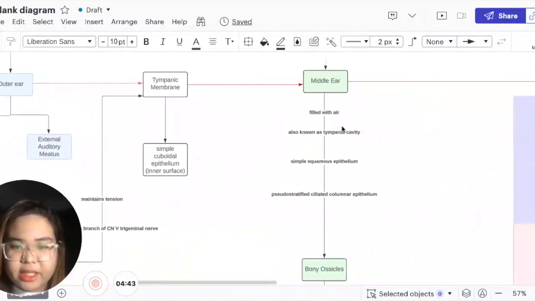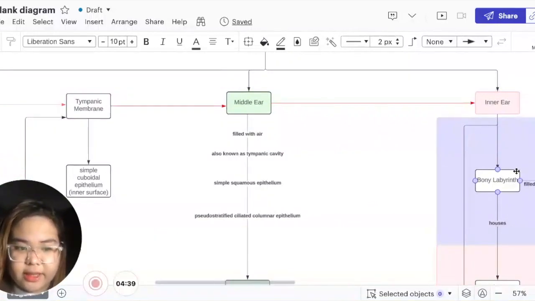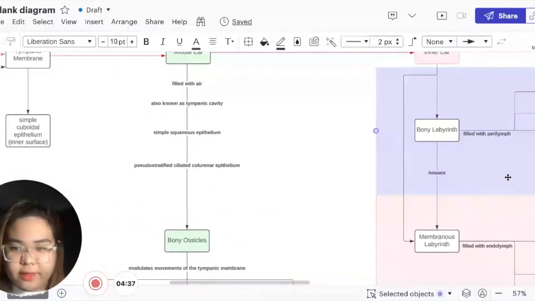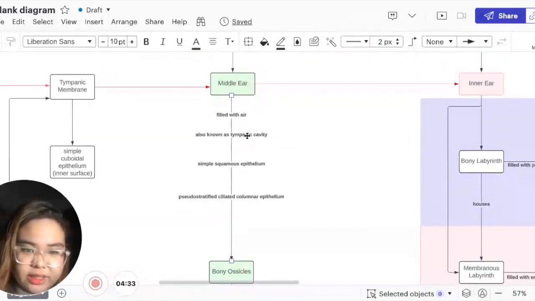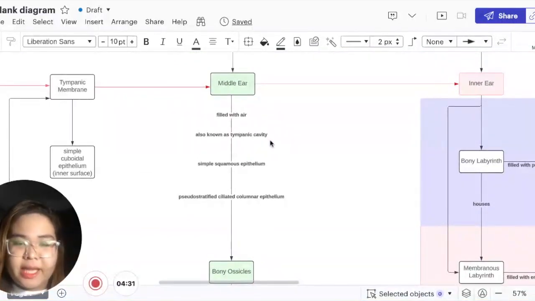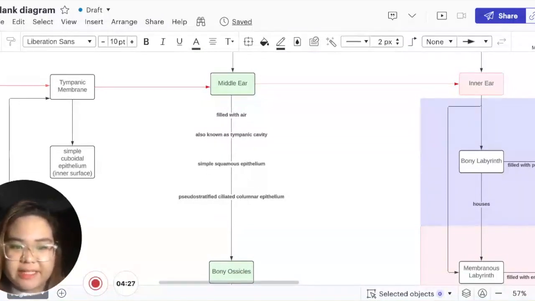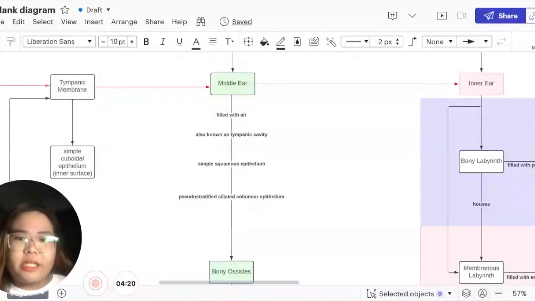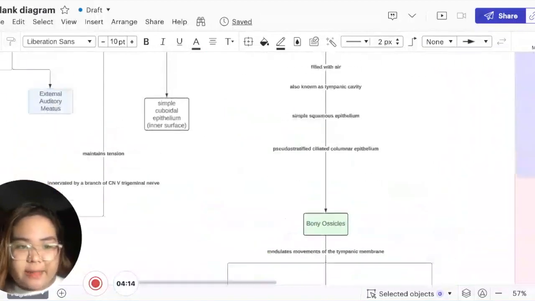Now the middle ear is filled with air, compared to the inner ear, which is filled with liquid, perilymph or endolymph. The middle ear is also known as the tympanic cavity, and it first starts out as simple squamous epithelium and ends up as pseudostratified ciliated columnar epithelium. So there's a change. So what does the middle ear house? It houses the bony ossicles, so MIS: malleus, incus, and stapes.